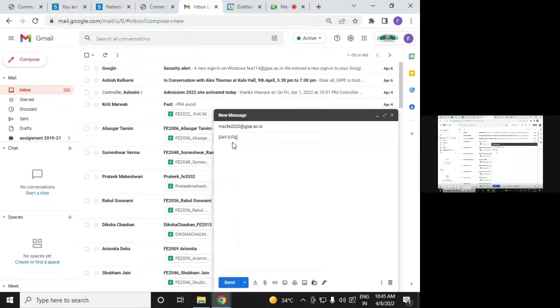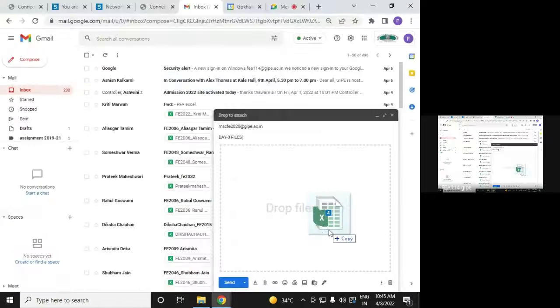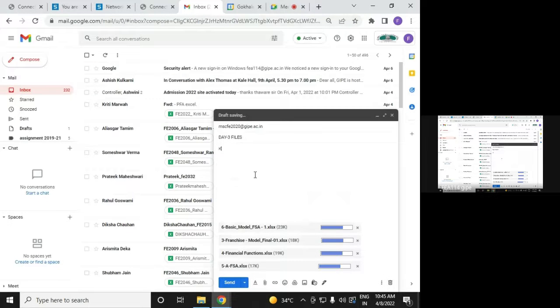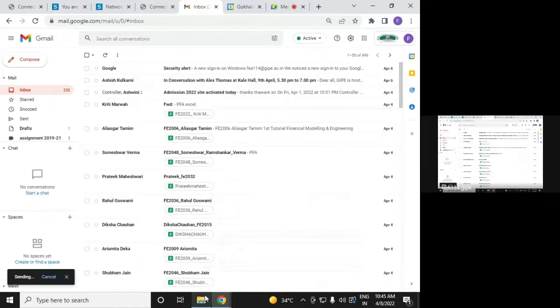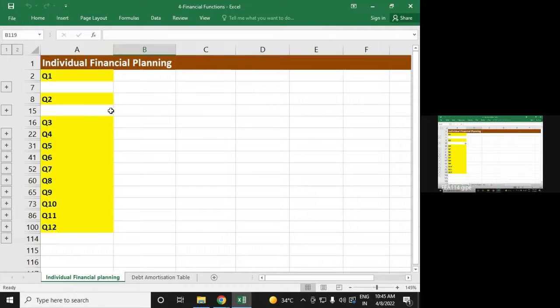And we will be revising financial functions, and so I will also share the current file which I have completed in the class. In case you have missed out anywhere, you can make use of that. Everybody download all the files and open file number 4, which is financial functions, and this is going to be a quick revision of time value of money.